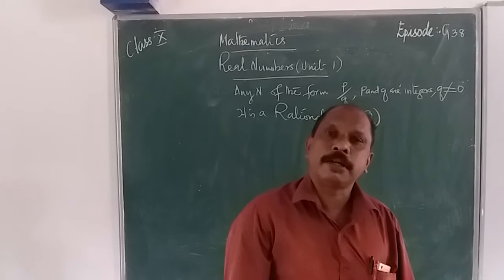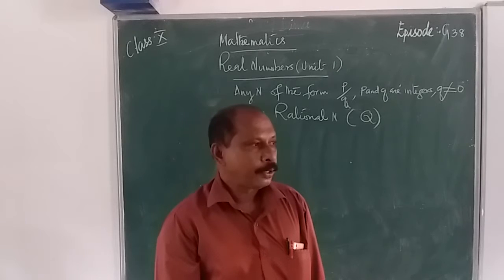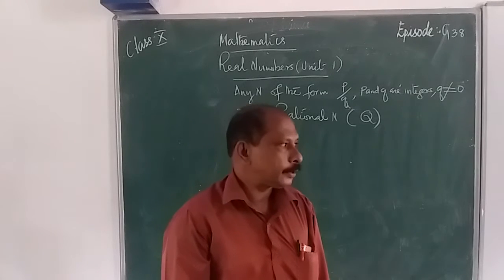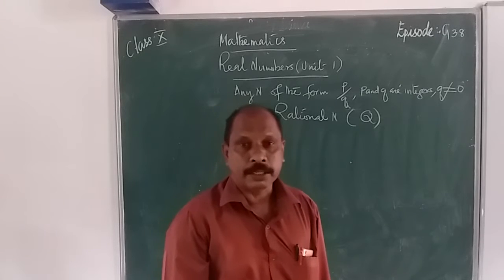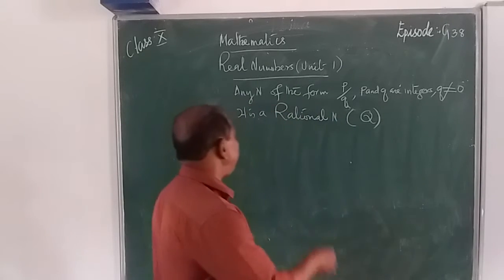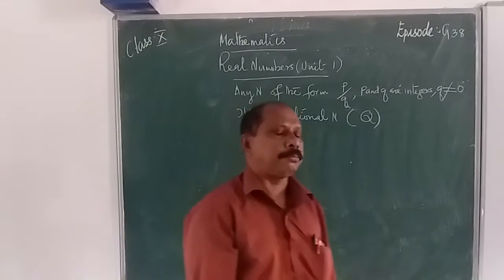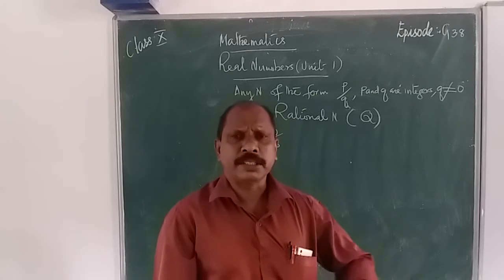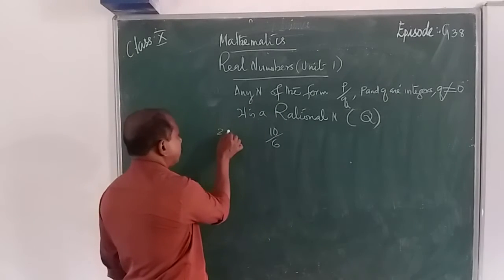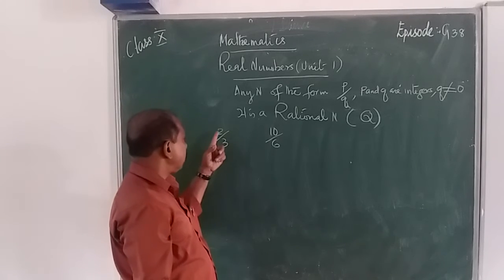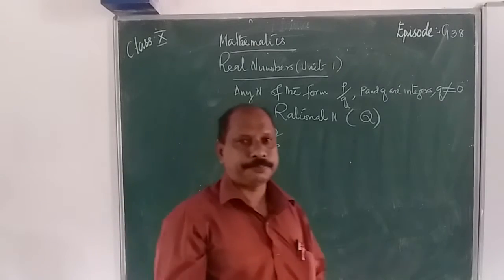Then what is a rational number? Any number of the form p by q, where p and q are integers and q is not equal to 0, is the general form of a rational number. For example, 10 by 6 is a rational number, but that is not the standard form. 2 by 3 is also a rational number, and the common factor between 2 and 3 is equal to 1.